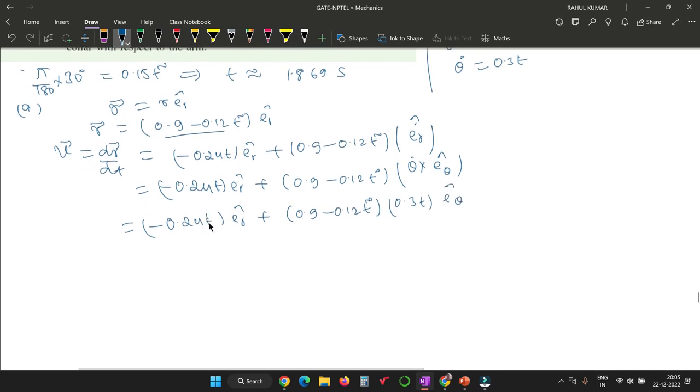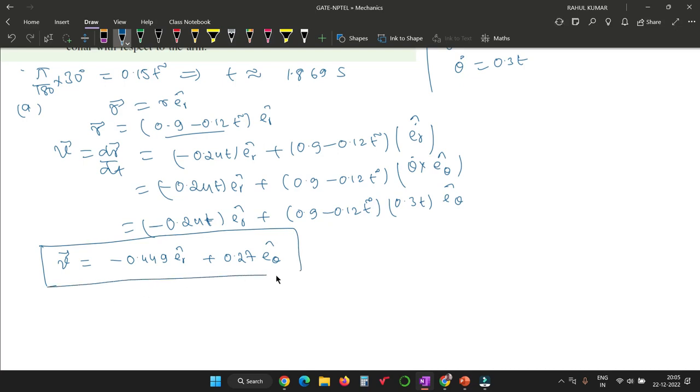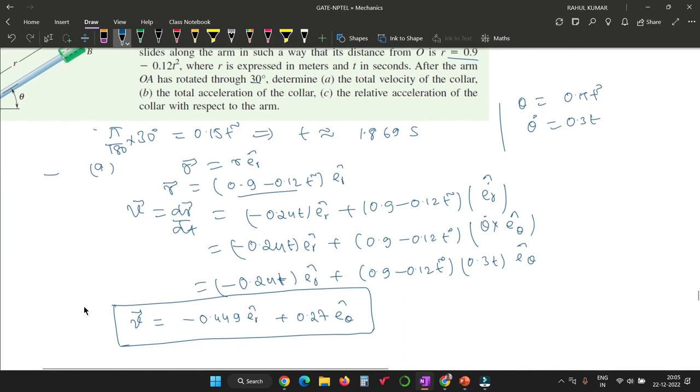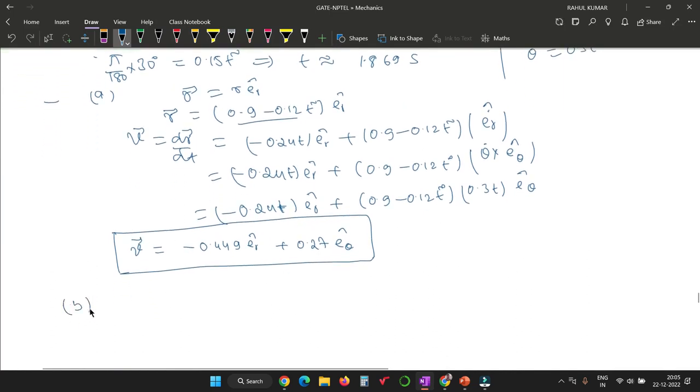Now put the value of t in this expression and you will get the velocity: 0.449 e_r plus 0.27 e_theta. This is the value of the velocity. So this is the solution for part A. What is the solution for part B?